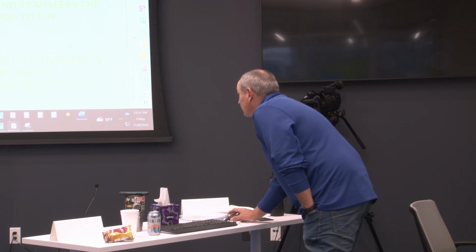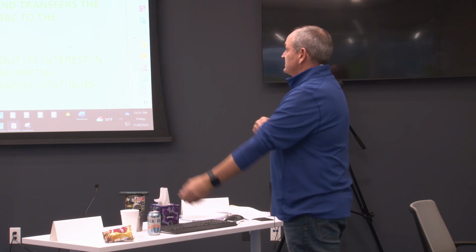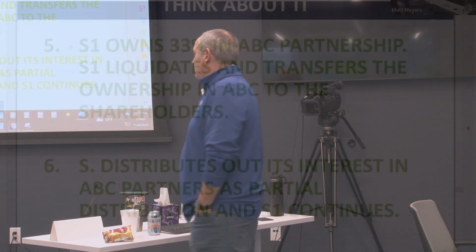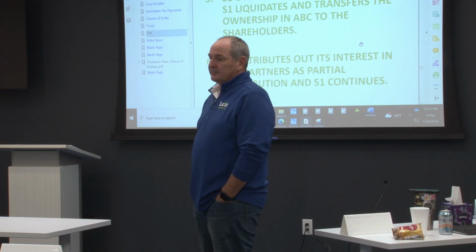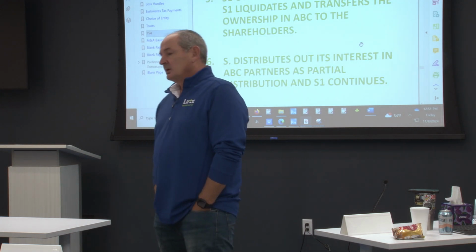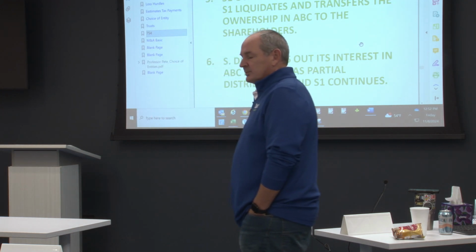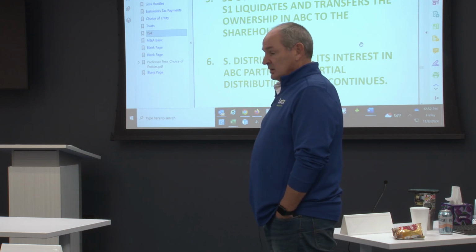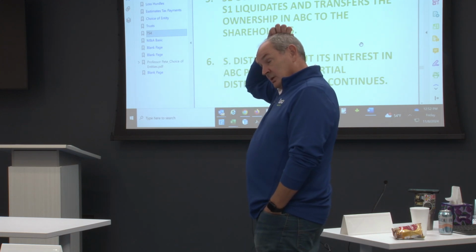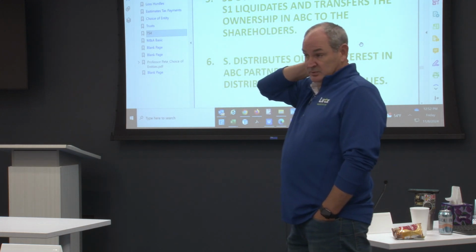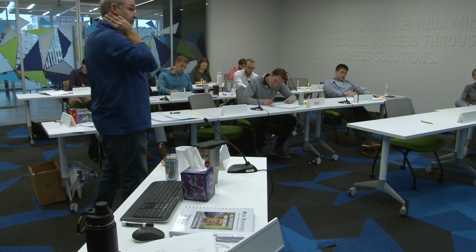And I don't want you to know about those rules. We might as well just tell you what these are so you can write them down. S1 owns 33% of ABC Partnership, S1 liquidates, and the ownership transfers to ABC shareholders. What you would need to write down here, just as a placeholder, is that the liquidation of a corporation 99.9% of the time is going to result in a taxable event to the assets being distributed. So if that's true, then the liquidation of the corporation is going to result in a possible 754 for that partnership interest.